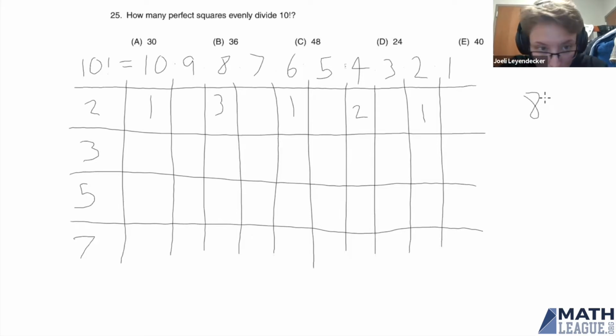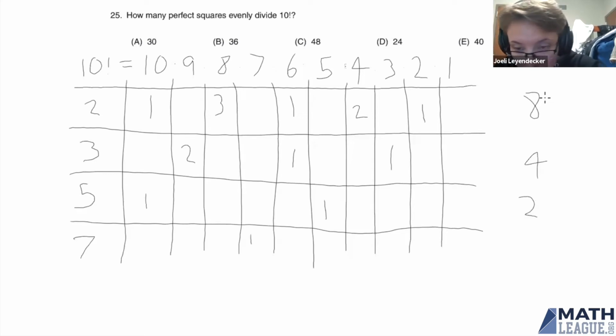Then for 3, there is 1 in 3, there is 1 in 6, and there's 2 in 9, for a total of 4. For 5, there's 1 in 5, and there is 1 in 10, for a total of 2. And for 7, there is only one factor, so 1, in 7.